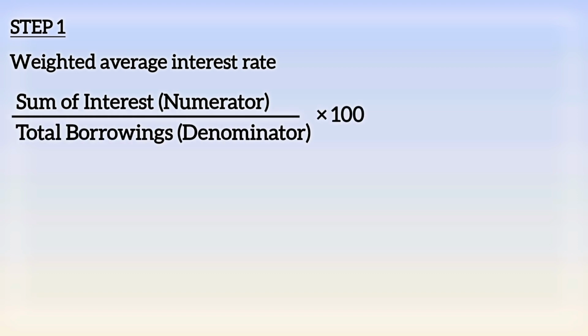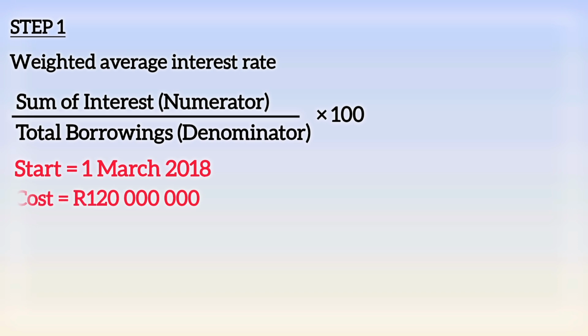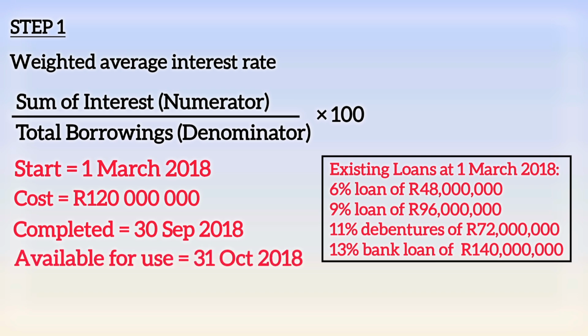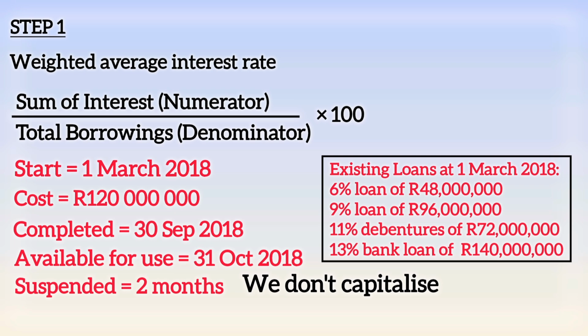Okay, so here ABC Limited starts building an office factory on 1 March 2018. The construction cost is 120 million. It was funded through existing borrowings. So here are the existing loans at 1 March 2018. The factory was completed in September 2018, but it was only available for use on 31st October 2018. Construction was stopped for 2 months due to storms. So this is an interruption where capitalization is suspended.